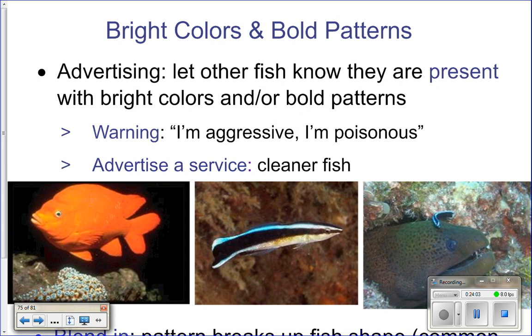Cleaner fish are advertising a service. They've got this bold striped pattern, and they have that striped pattern to advertise that, hey, I'm a cleaner fish, come to me, and I will clean all your parasites off of you. So they have that bold pattern to do that.